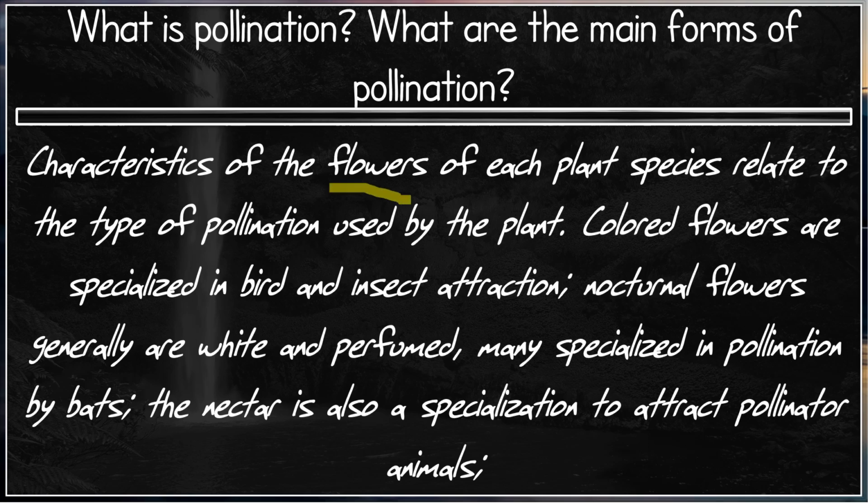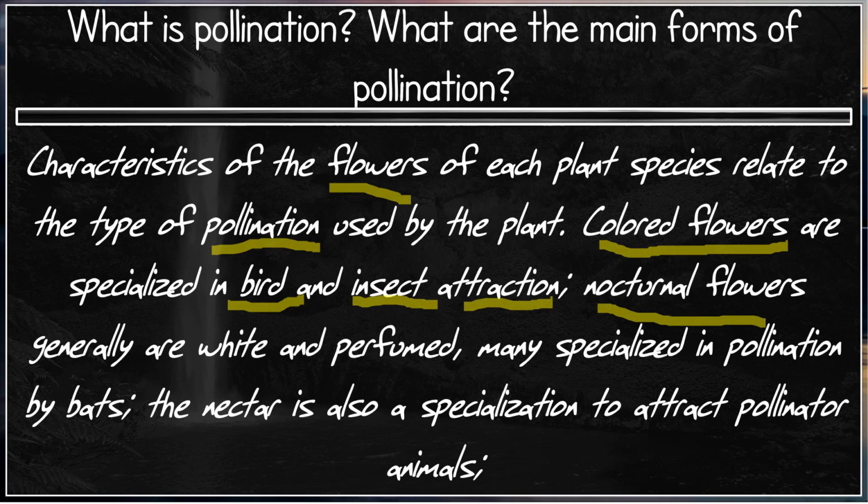Characteristics of flowers of each plant species relate to the type of pollination used by the plant. Colored flowers are specialized in bird and insect attraction. Nocturnal flowers generally are white and perfumed. Many specialize in pollination by bats. Nectar is also a specialization to attract pollinator animals.